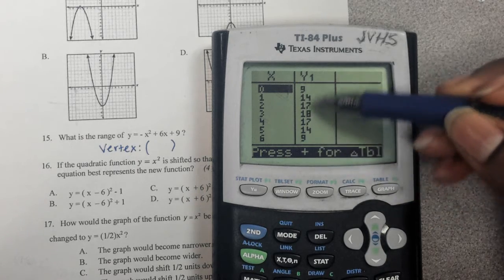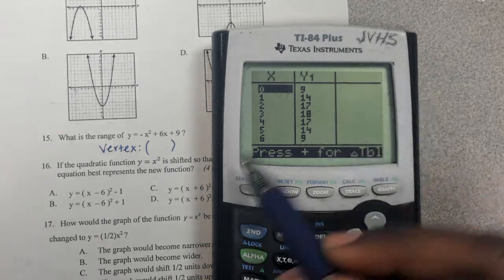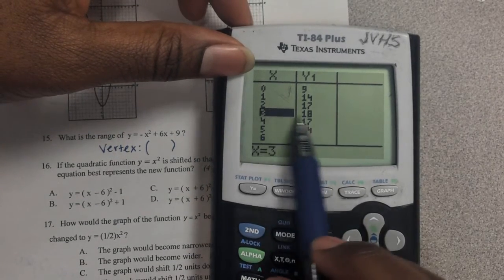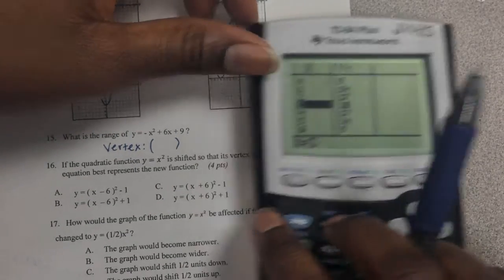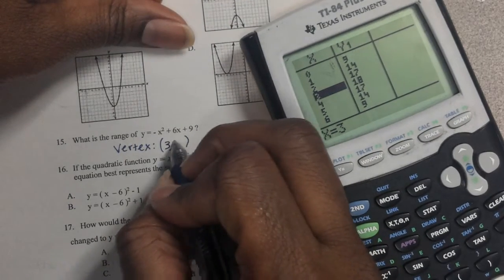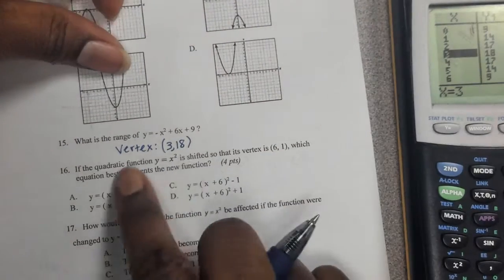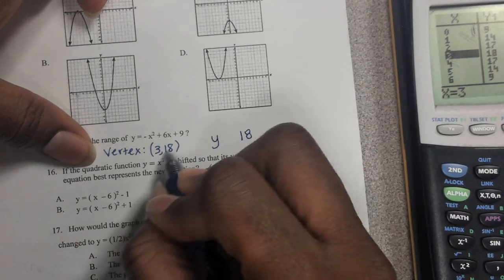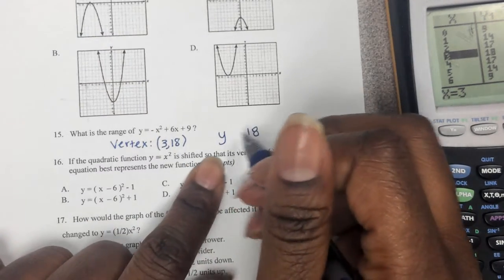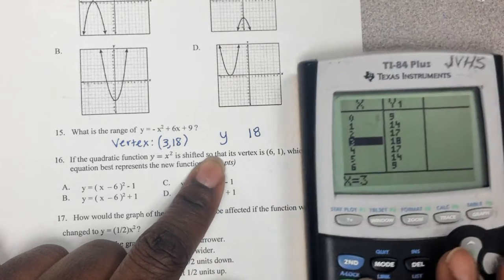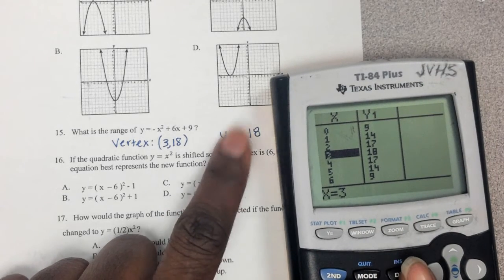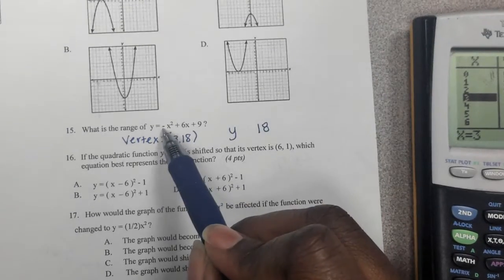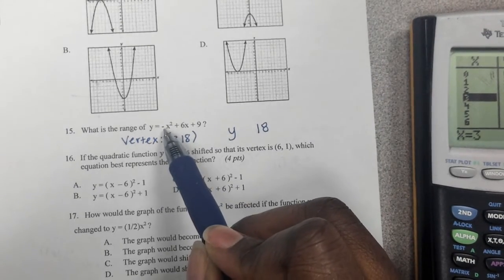Symmetrical pairs. So in the middle of my symmetrical pairs, I will find my vertex. We're finding the vertex in the middle of the symmetrical pair, so that's 3, 18. Now that I know the vertex, I know my y value has to help me figure it out. How do I know if it's less than or equal to or greater than or equal to? It opens down. Some people can tell by this negative, that means a parabola opens down.